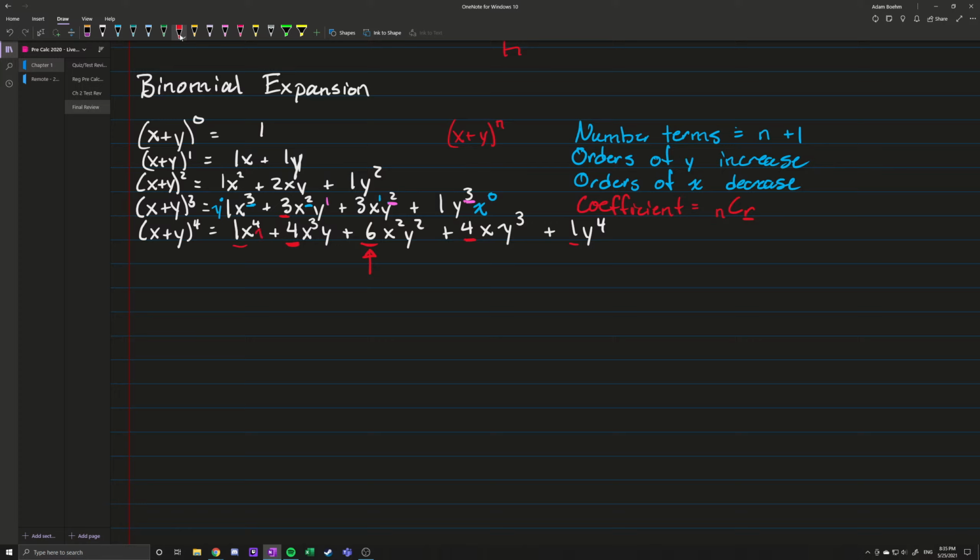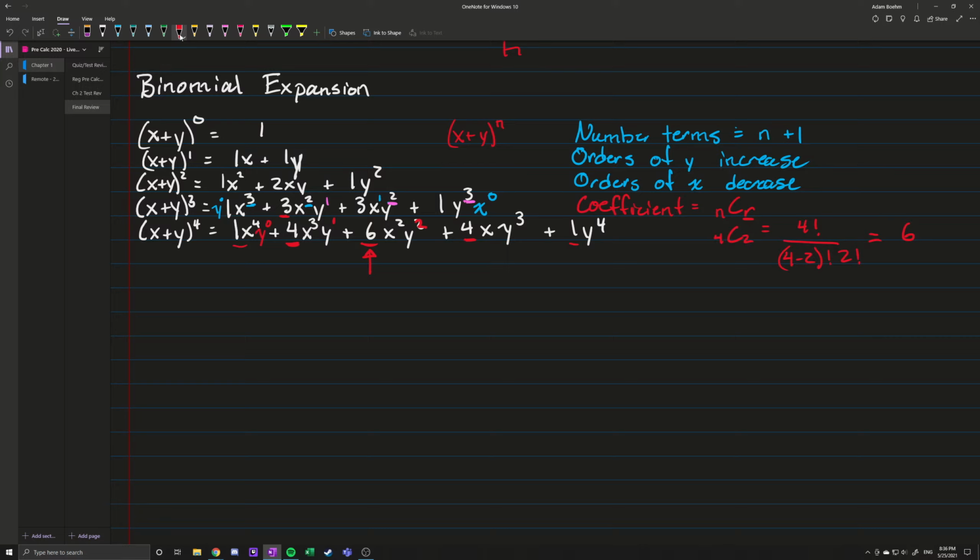Right, so this is y to the 0. This is y to the first. This is y squared. Okay, so we're looking for 4 choose 2, right? Because that's the third term, right? So the coefficient here is 4 choose 2, which is going to be equal to 4 factorial over 4 minus 2 factorial times 2 factorial, which just gives us 6.